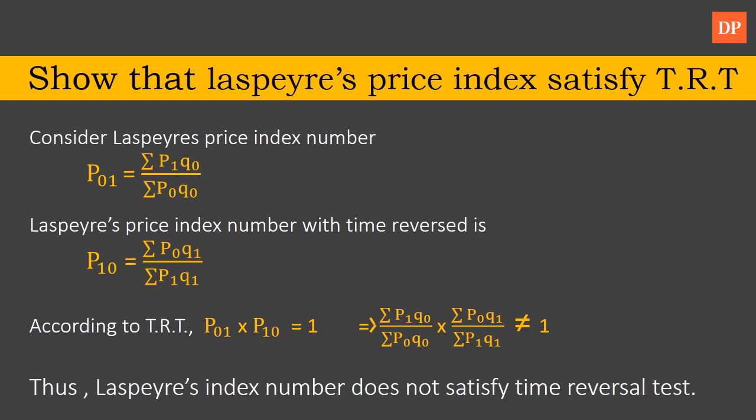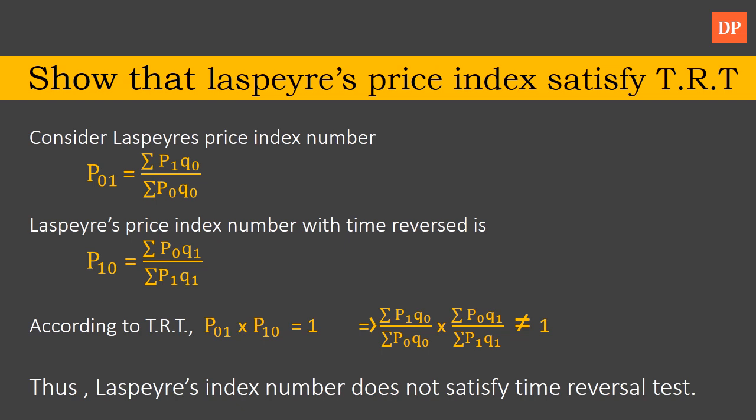In both the formulas, there are no common values. Since there are no common values, we cannot cancel the values. Since we cannot cancel the values, the ultimate answer will not be equal to 1. So we can say that the Laspeyres price index number does not satisfy the time reversal test.